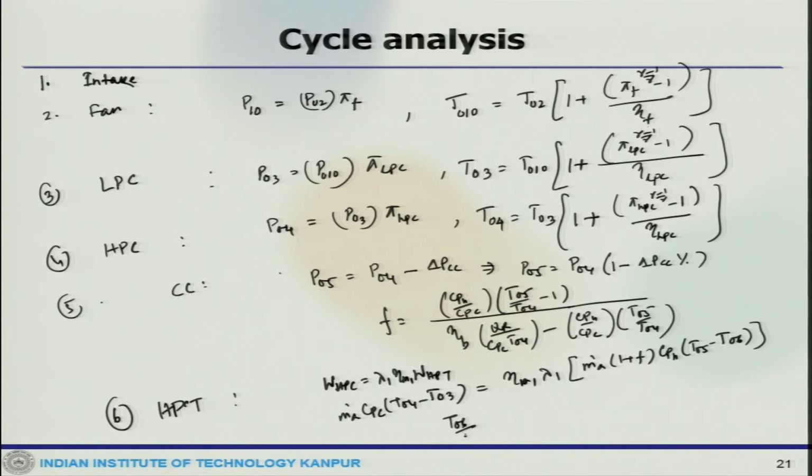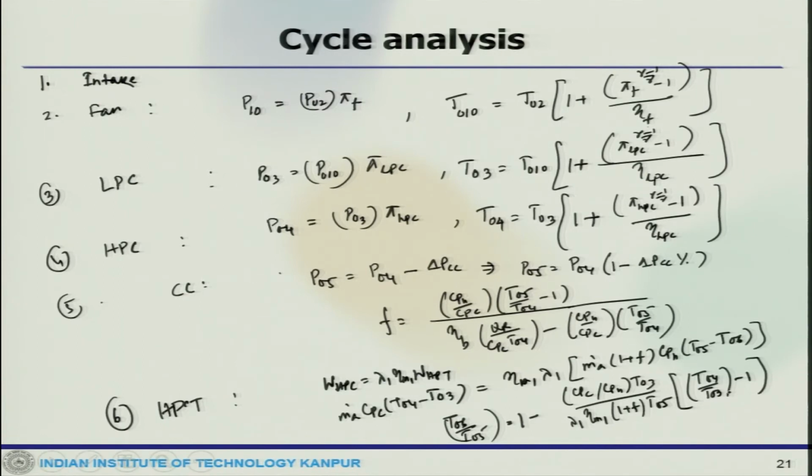So, T naught 6 by T naught 5 is 1 minus Cpc by Cph into T naught 3 by lambda 1 eta m1 (1 plus f) into (T naught 4 by T naught 3 minus 1). So, here also eta m1 is the mechanical efficiency, the HPC spool mechanical efficiency, and lambda 1 is the percentage of the power the HPT developed that goes to run the HPC.